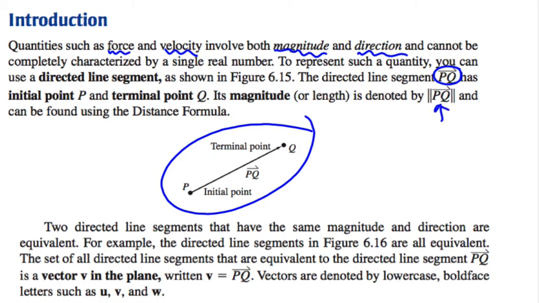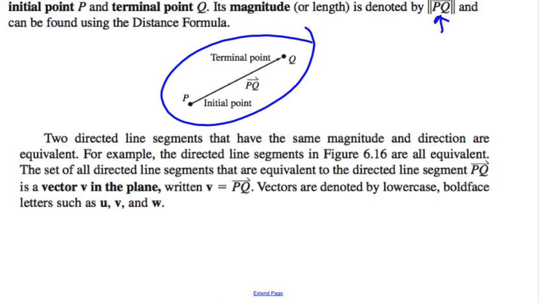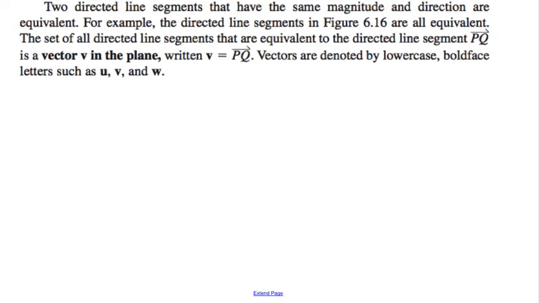This is the notation for the length of a vector. And we're going to use the distance formula. All right, then the last thing I want you to write down is that a vector in a plane can be written as v equals PQ with an arrow, and it's denoted by a lowercase letter. So you'll see a lot of times letters like u, v, and w. Those will be your vectors. So you won't see this all the time, the P going off to Q.